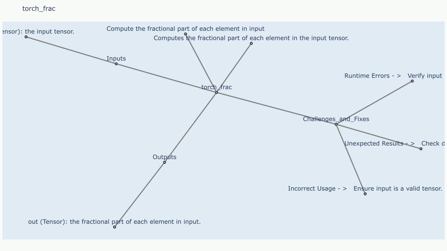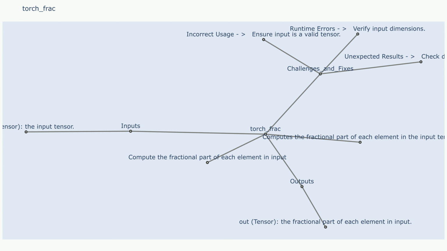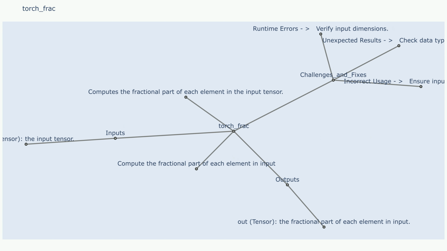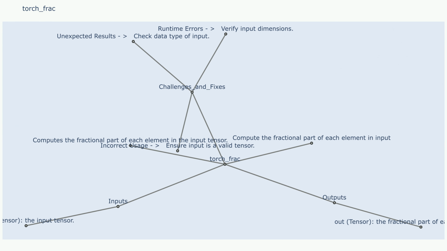YAML. torch.frac. Description. The torch.frac function in PyTorch calculates the fractional part of each element in a tensor. It essentially takes the input tensor and returns a new tensor where each element is the decimal portion of the corresponding element in the input tensor. Inputs. Input 1. A PyTorch tensor.